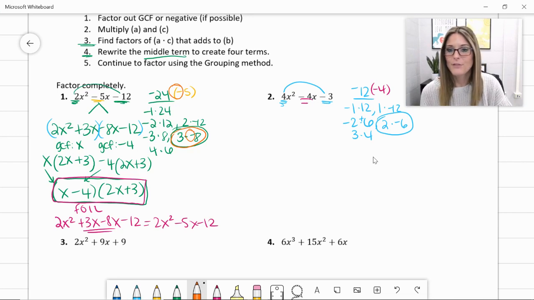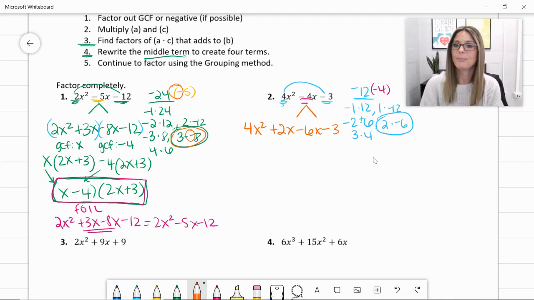So I'm going to take 2 and negative 6 and rewrite that middle term. Keeping the 4x squared, I'm going to write plus 2x minus 6x and minus 3. Now, some students might want to change this around. Instead of 2x minus 6x, I don't have to do that order. There's not some magic thing here. You can rearrange that. If you want to write the negative 6x first and then plus 2x, you can do that, especially if you start to notice some GCFs that might be easier.